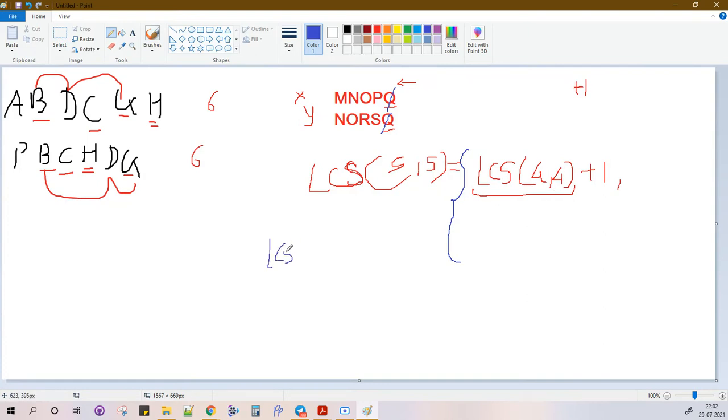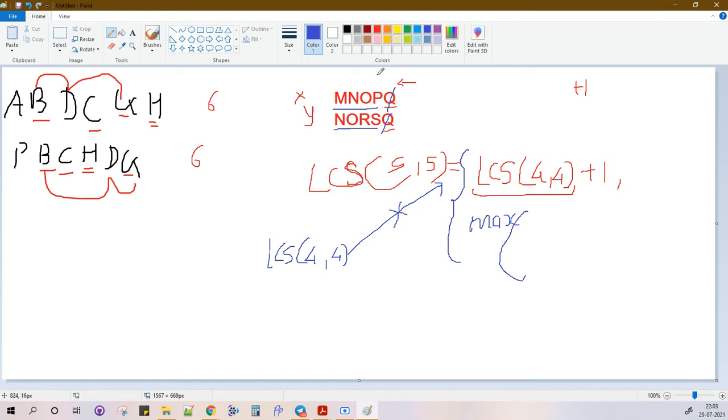So let me write it separately. The problem in hand is LCS of 4 comma 4. Now this case will not be there, because P and S are not matching. So the problem I currently have at hand is MNOP and NORS. So what I need to do is take the max of the count of, I will solve MNOP and NOR.